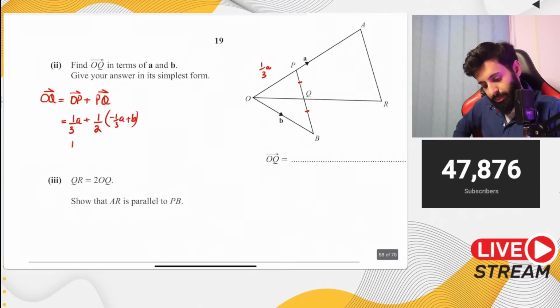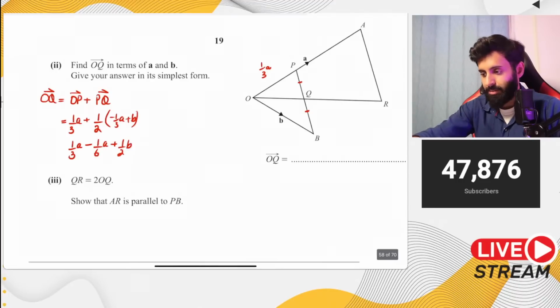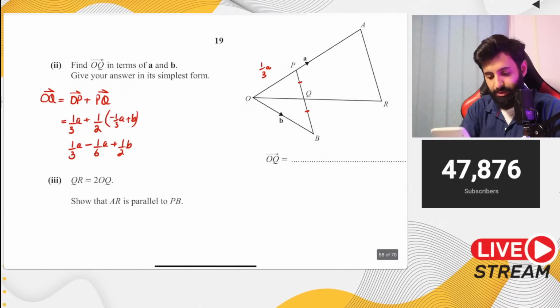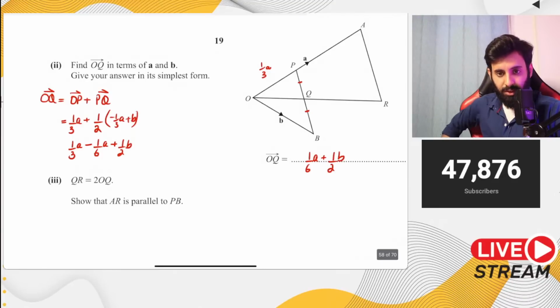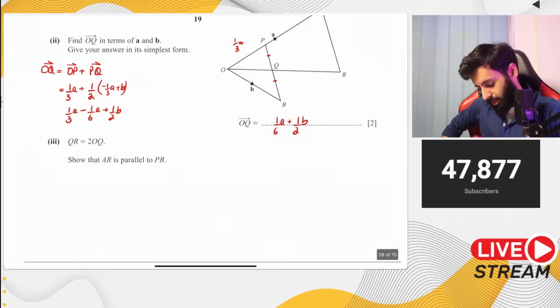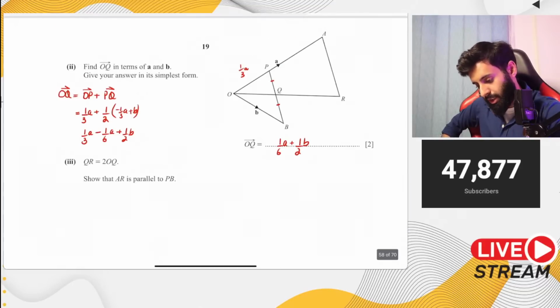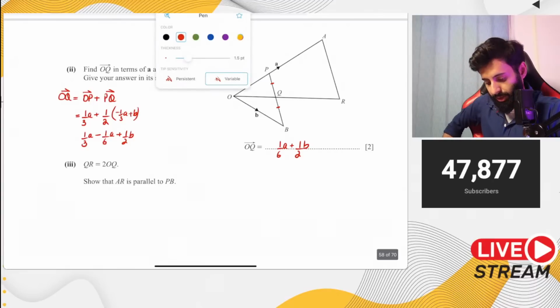So here we go, 1 upon 3A minus 1 upon 6A plus 1 upon 2B. Don't forget to simplify it because the question says give your answer in its simplest form. So 1 upon 3 minus 1 upon 6 gives us 1 upon 6A plus half B. So there you go, 1 upon 6A plus half B. Now here's part 3. This is a 3-mark question, so be mentally prepared for some decent amount of working.